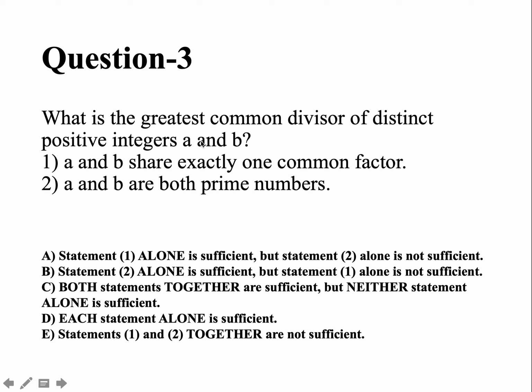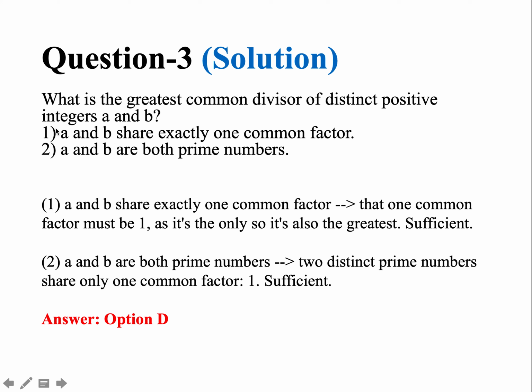Let's quickly see to it. The question is, what is the greatest common divisor of the distinct positive integers a and b? We have to find out the highest common factor of the two numbers. Now, the first statement. Let's look at the solution. The first statement says a and b share exactly one common factor.